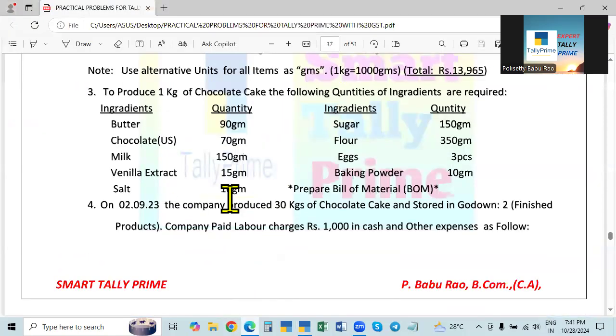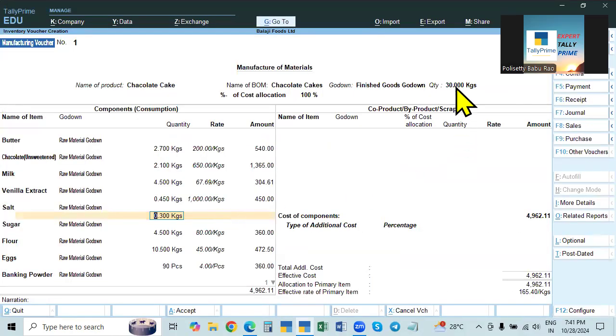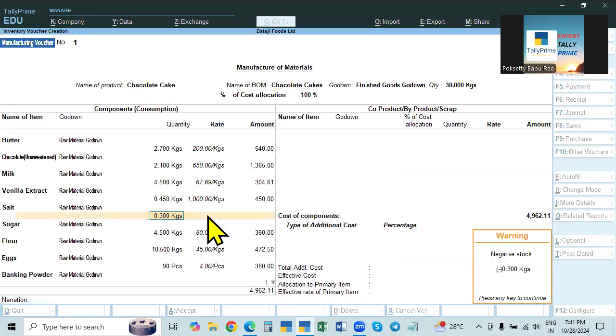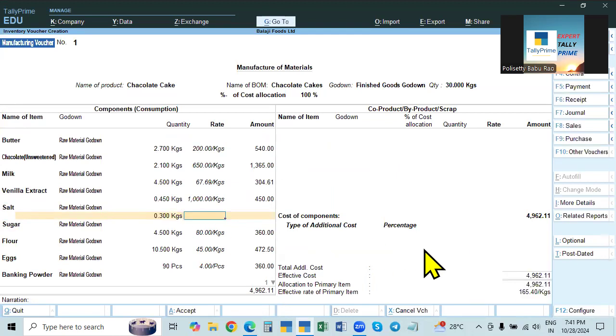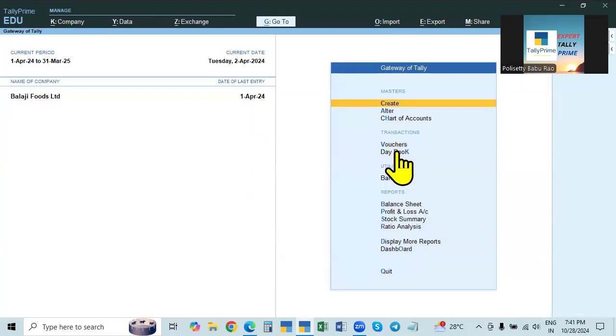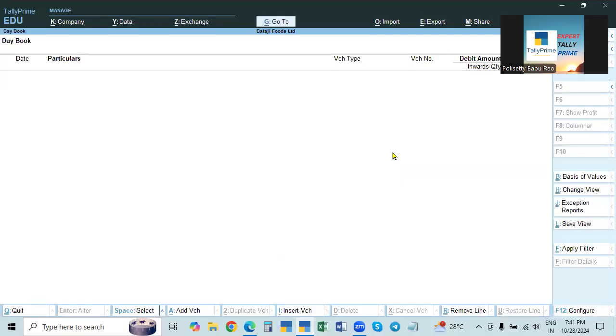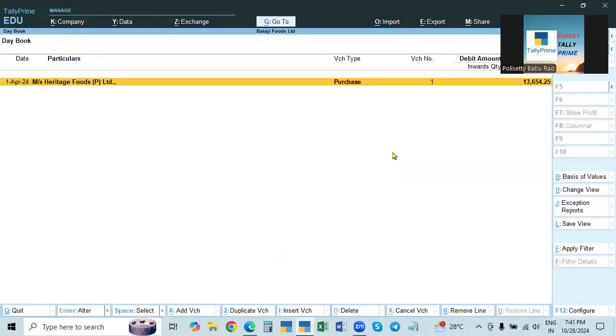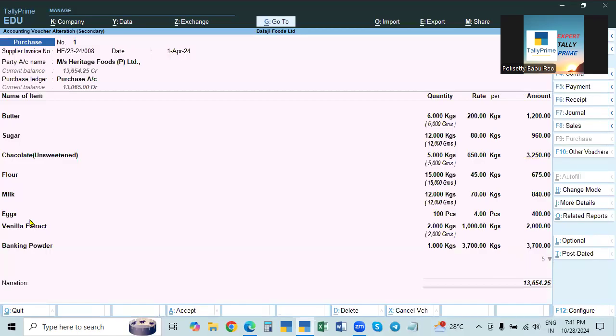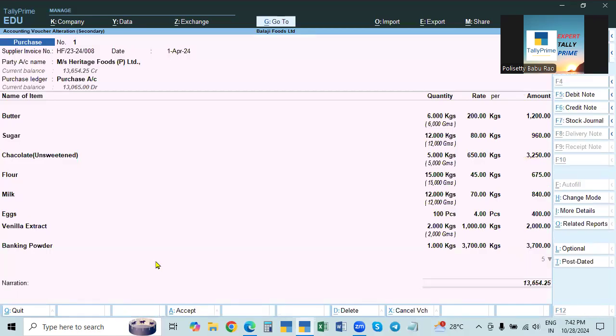For salt, it is 330 into 10, 300 kg. Amount is not shown here. Salt. We will go back and so here the table, you purchase salt.